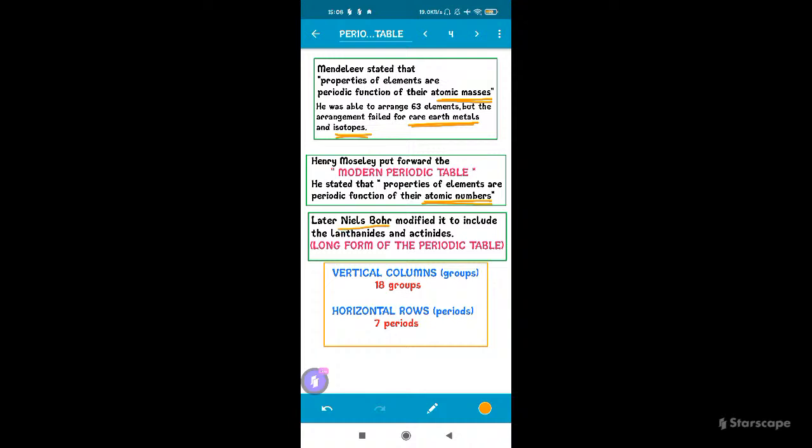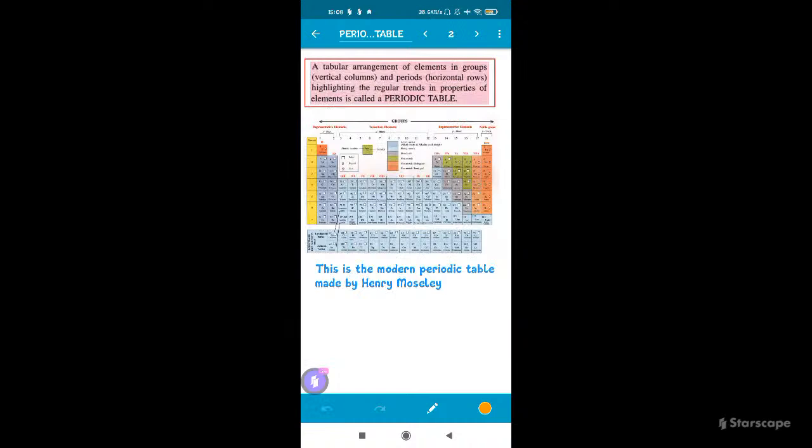So Niels Bohr, you all know about this person. Niels Bohr was the one who modified the periodic table made by Henry Moseley to include the lanthanides and the actinides, which we will see in the later parts, and he gave the long form of the periodic table. As you can see over here, there are certain elements at the bottom of the periodic table which are not included in the main periodic table. So this was given by Niels Bohr. Moseley was only able to give up to here. But what about the lanthanides and the actinoids? In order to accommodate them in the periodic table, Niels Bohr gave an idea. He gave the long form of the periodic table. So the periodic table which you will see in your book nowadays is called the long form of the periodic table.